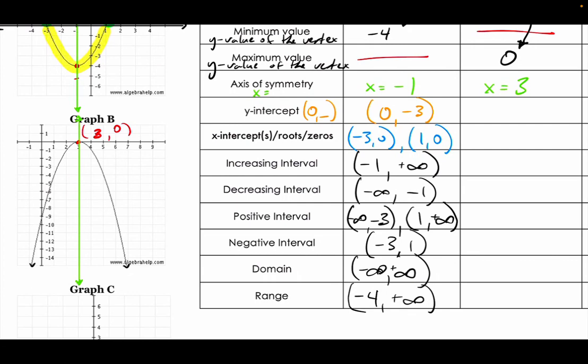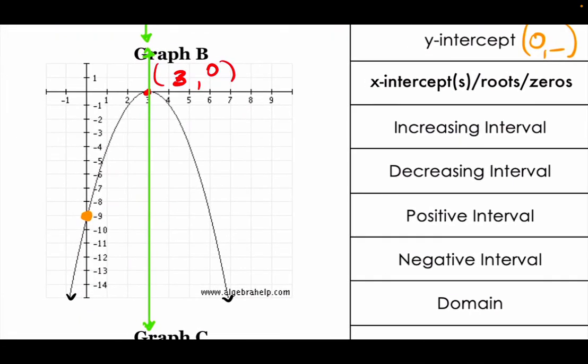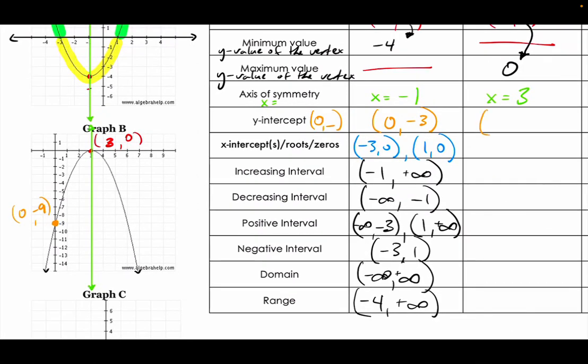Y-intercept. Well, it crosses the y-axis at this dot there. So again, give me directions. How do I get to that orange dot? Is it negative 9, 0, or 0, negative 9? 0, negative 9. Always 0 first.